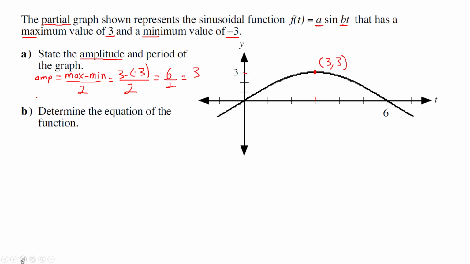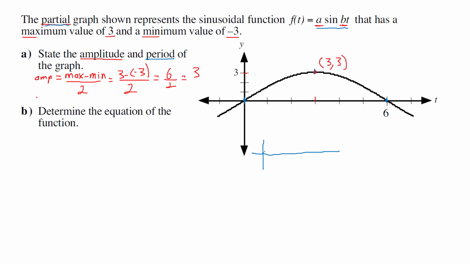Now for the period, which is a little bit trickier here. The period, well, usually we would calculate that by finding the distance on the x-axis from, say, peak to peak or trough to trough, but we don't have a full wave in this picture. It's a partial graph. We can get around this though. There's no d value in this formula, so that means the midline is on the x-axis, which means from here to here, midline to midline, is exactly half of a wave.